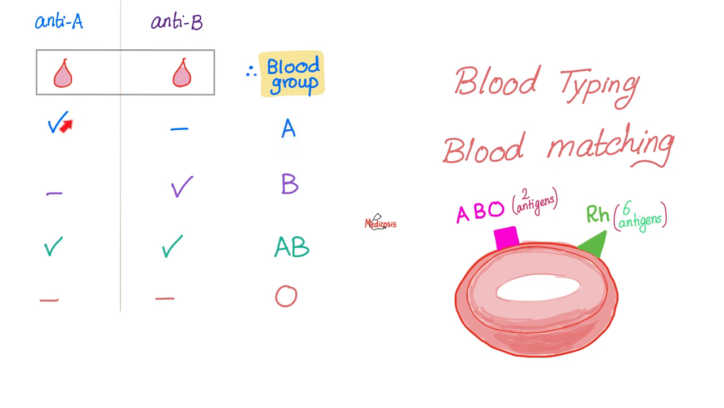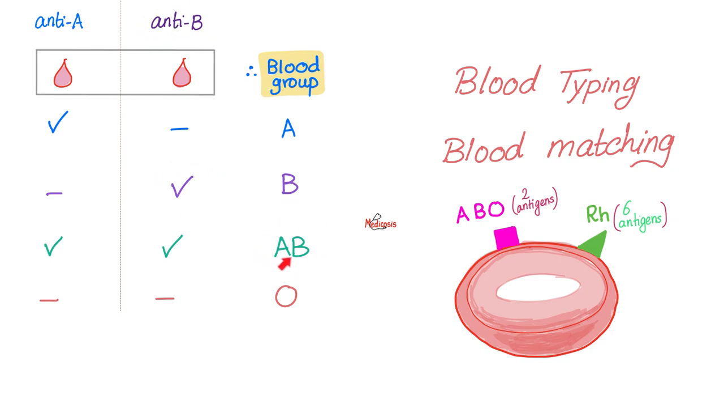Okay, if you have the A antigen, you will agglutinate here. You will react because you have the A and I added anti-A. They will hug each other, agglutination. But you will not agglutinate here. How about if I'm blood group B? You have the B antigen and you will react with the anti-B antibody.